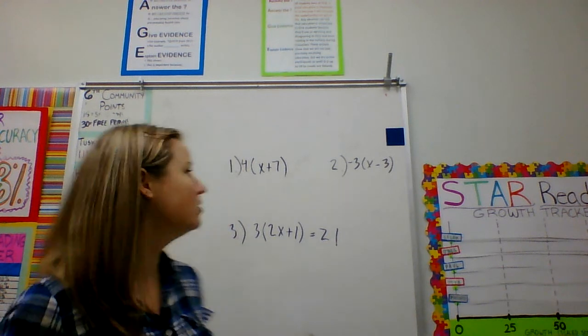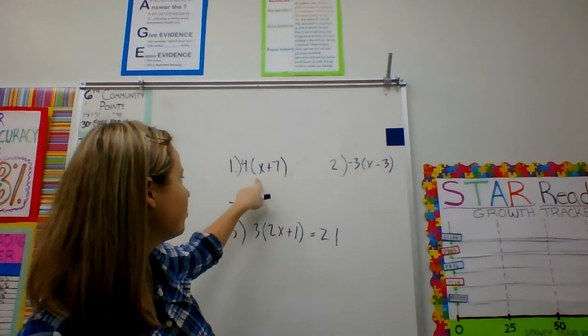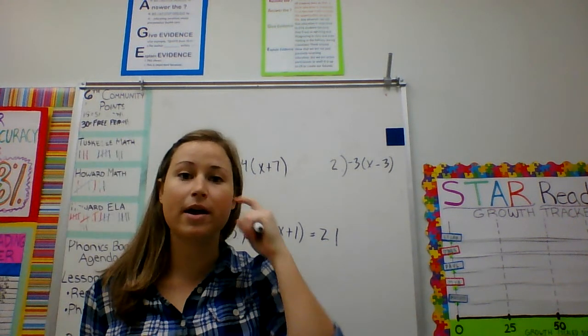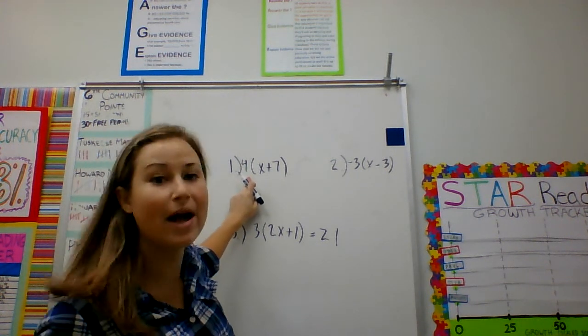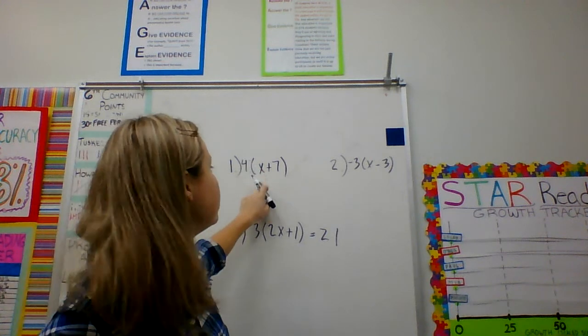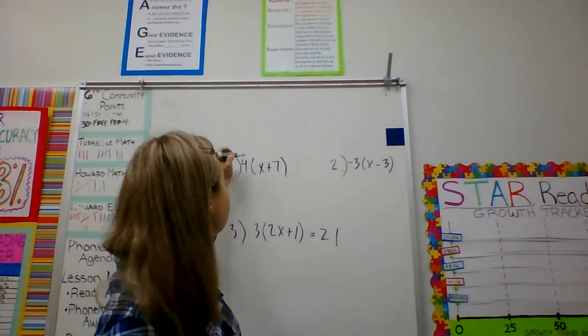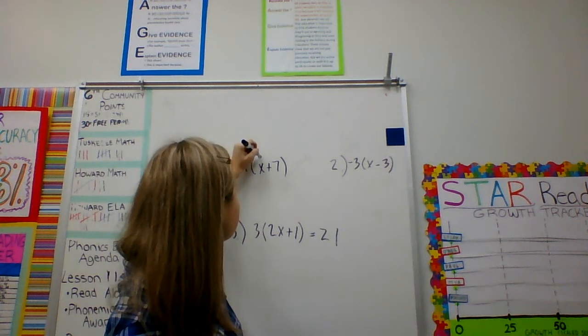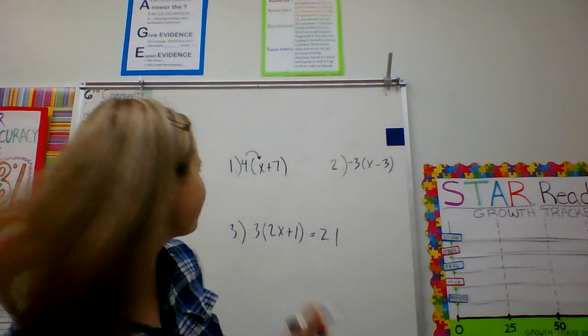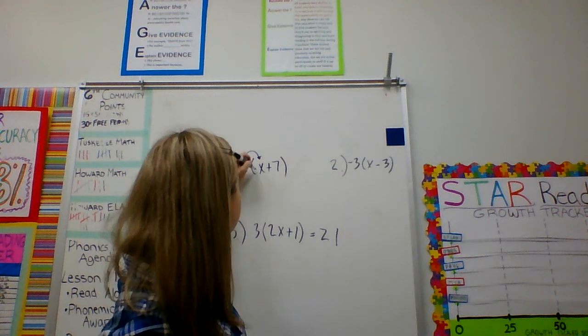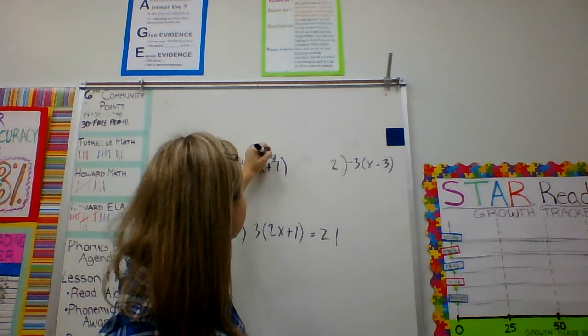distributive property. So, number one, when I see parentheses, I know that I'm multiplying. I'm multiplying or distributing this number outside of my parentheses to each term inside. First thing I'm going to do is draw my arrows. So I'm on number one. You're number one on your page as well. So I'm drawing my arrows from 4 to x and then 4 to 7.